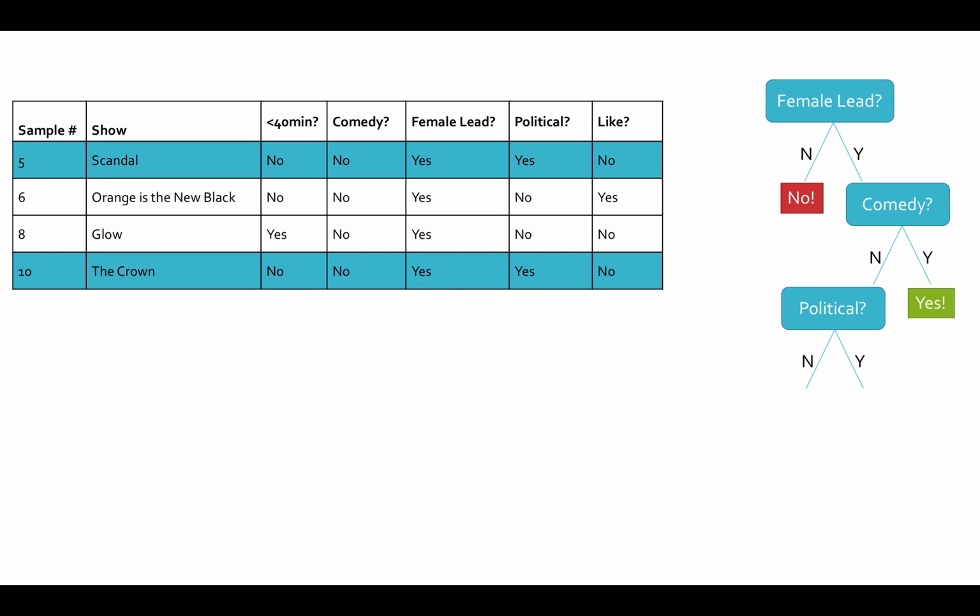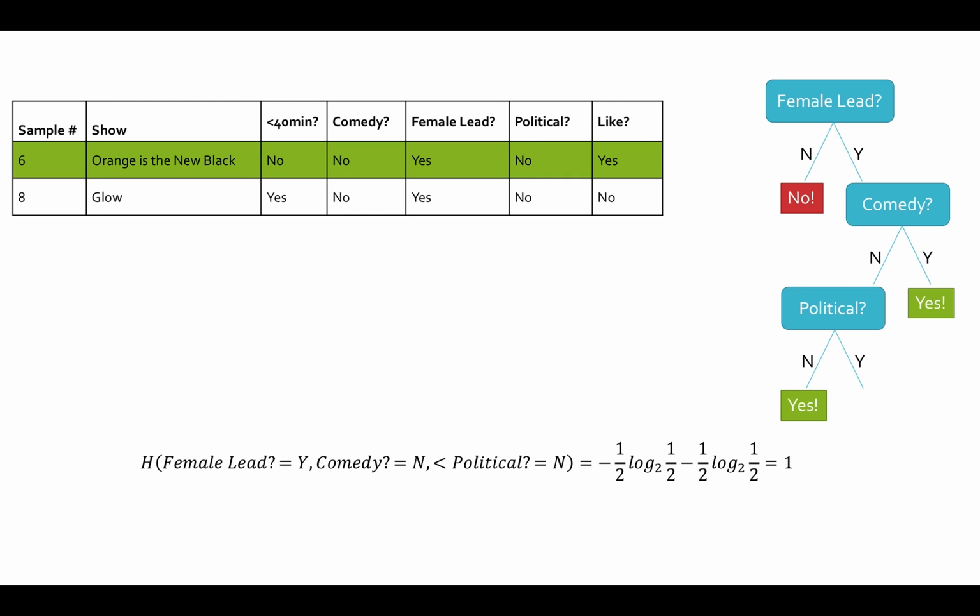Let's try political instead of less than 40 minutes. Political has 2 samples with a yes value and 2 samples with a no value. On the no side, we see that it's random, right? There's 1 that we like and 1 we don't like, okay? So that means the entropy is pretty high, it's 1.